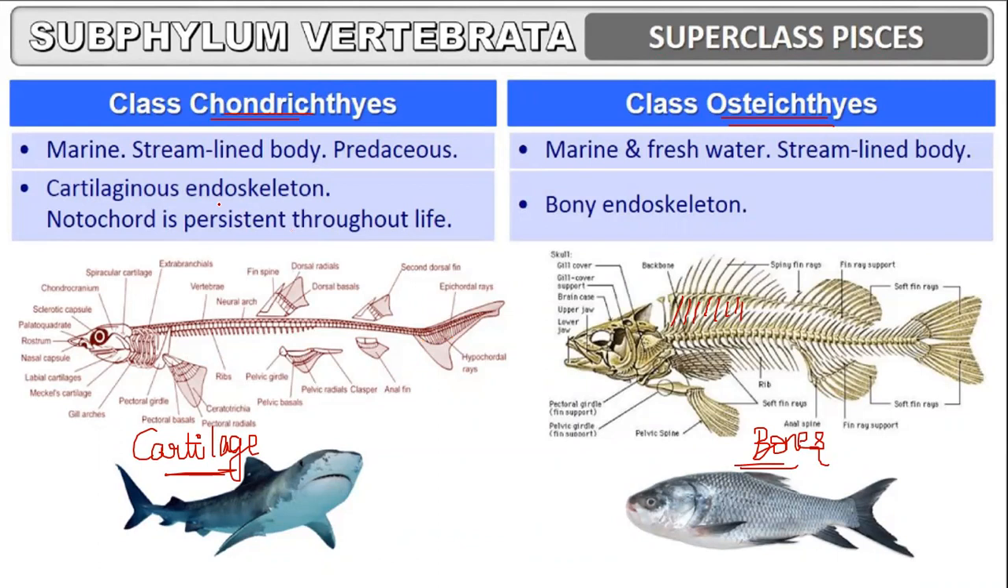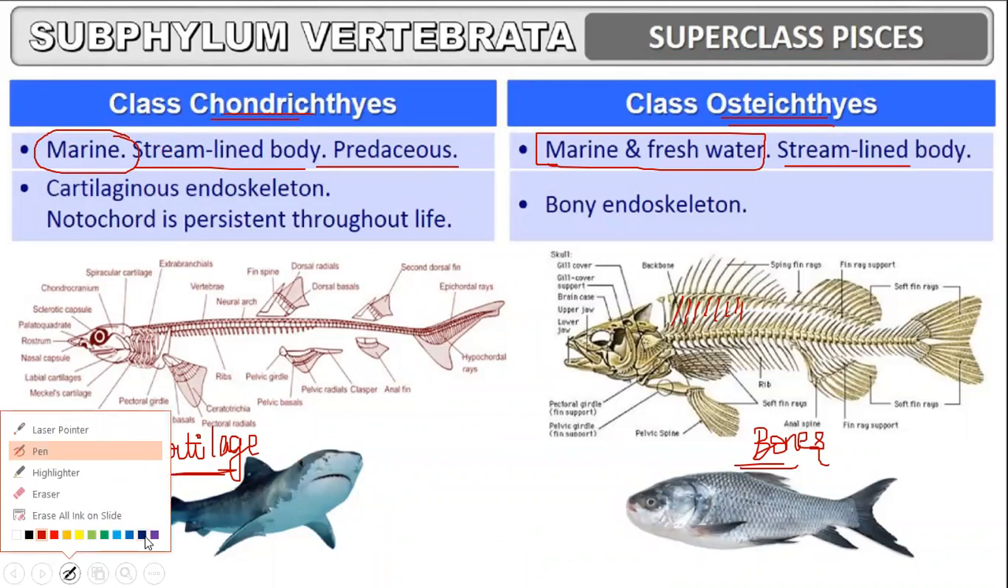Let's move on to point number 1, that is, they are marine. Class Chondrichthyes are marine with a streamlined body and predaceous. Sharks and all, they'll predate other organisms. But Osteichthyes are both marine and freshwater with a streamlined body. This is very important. Chondrichthyes are found only in the marine environment, whereas class Osteichthyes is found in both marine and freshwater environments.